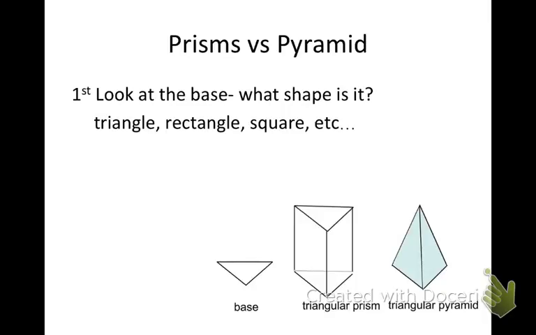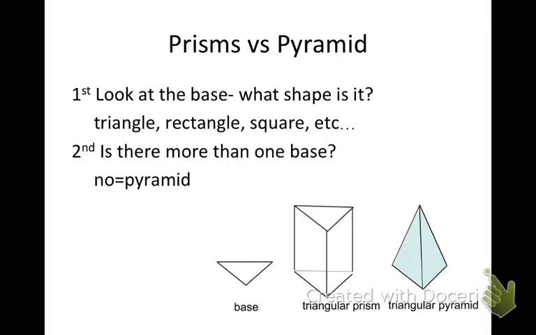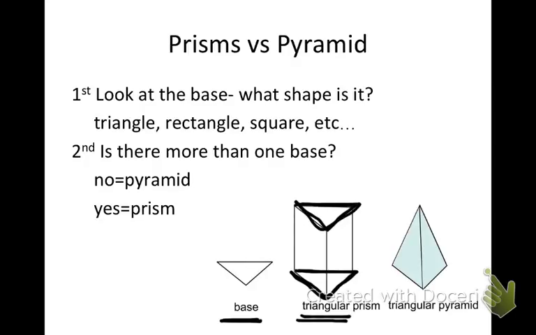There's so many different shapes. So you're going to look to see what shape the base is. And then, is there more than one base? Okay, so if no, you have a pyramid. And if yes, you have a prism. So I'm going to point that out in my picture over here that I have. So the base, remember, you're looking at the bottom. So if I look at the base of this one, it's a triangle, so that's why it's a triangular. And I have two bases exactly the same. So is there more than one base? Yes. So I'm going to name this a triangular prism. Let's look at the other example.